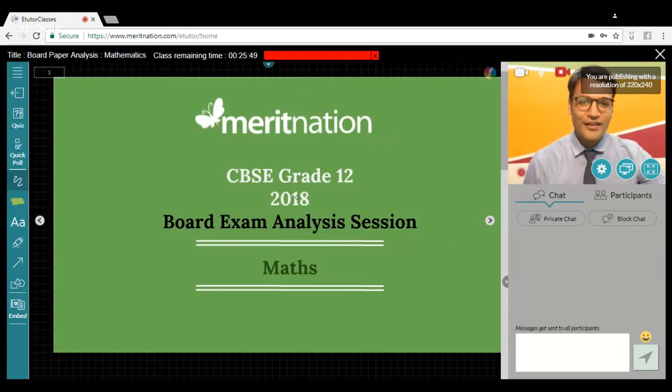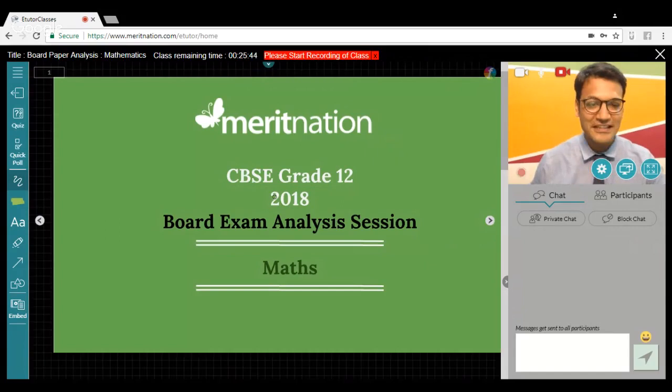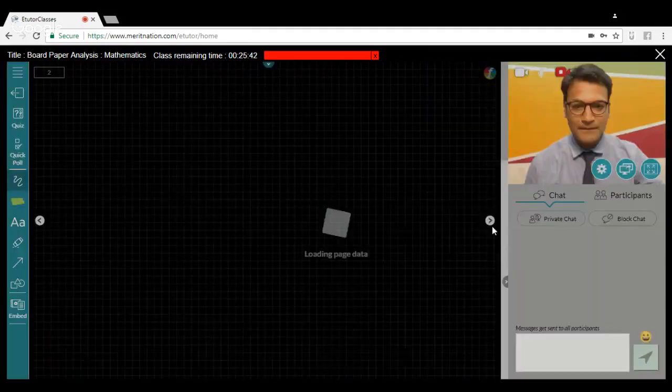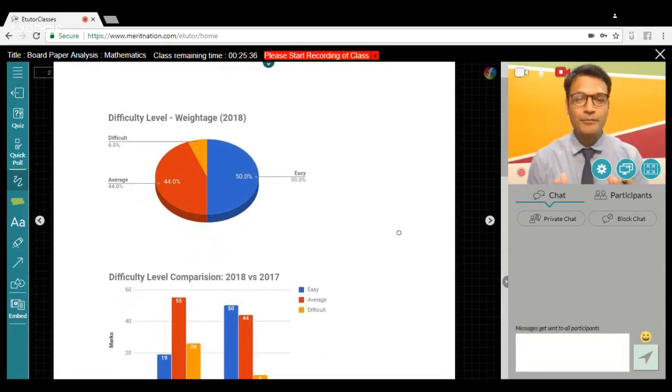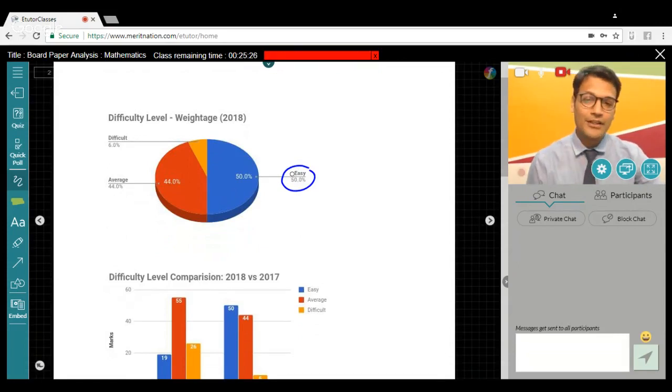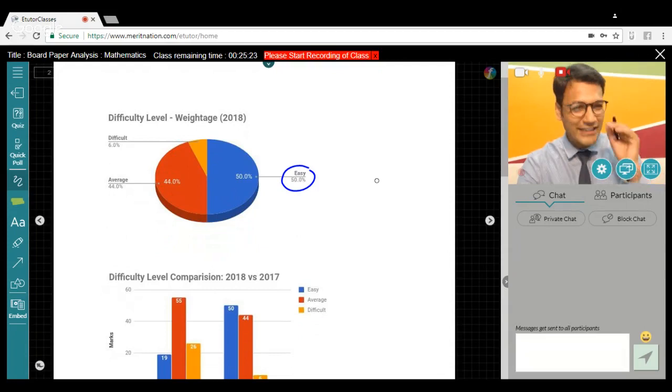As it says, CBSE grade 12 2018 board exam analysis. Let's get started. I've already prepared the breakup of the difficulty level, and this is what we perceive it to be. Most of the questions were easy, and we have placed 50% of the questions as pretty easy, because if you have done at least NCERT, just NCERT, no reference book, you will still be able to attempt 50% questions without any extra thinking.